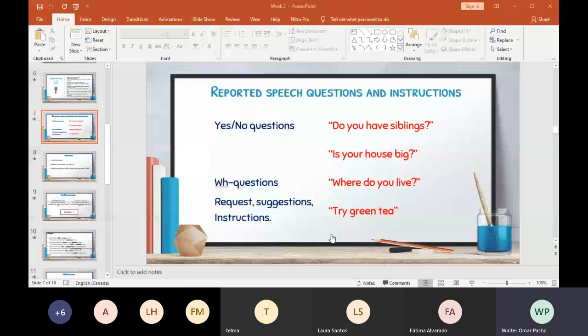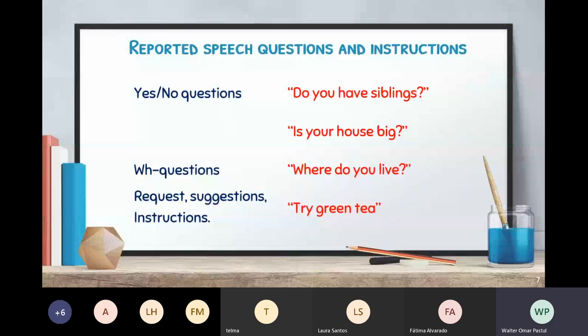Okay, so we're going to study, as I said, reported speech, question, and instruction. So let's remember what kind of questions we have. We have yes, no questions, and we have double questions. Then we have the request, suggestions, and instructions or commands. So a yes, no question is, do you have siblings? Is your house big? That is a normal sentence, right?